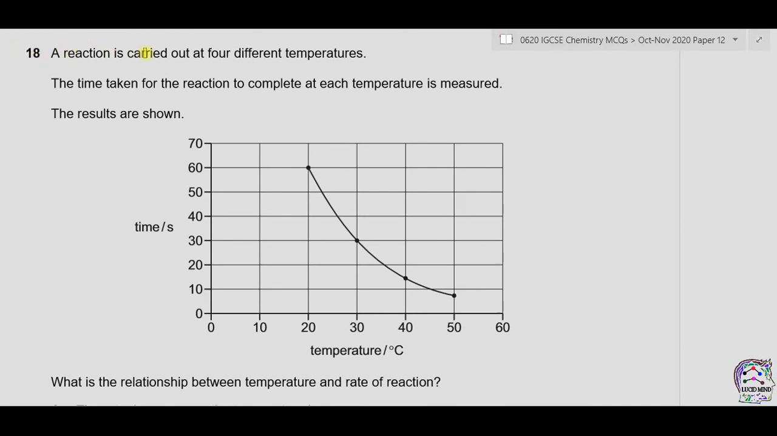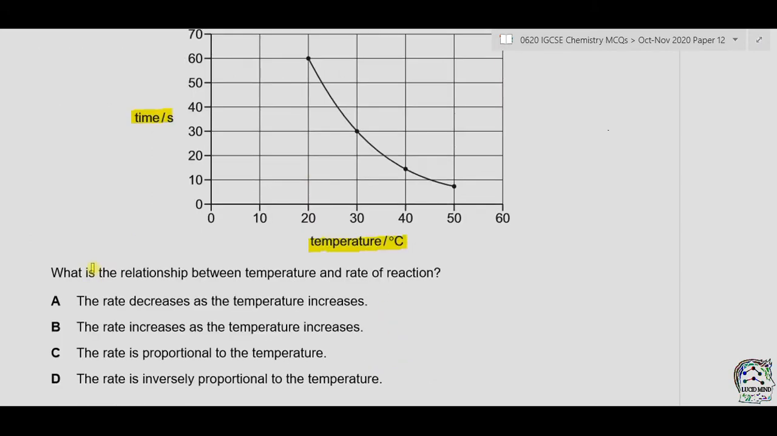Question 18. A reaction is carried out at 4 different temperatures. The time taken for the reaction to complete at each temperature is measured. On the y-axis we have time and on the x-axis we have temperature, and this is the graph. What is the relationship between temperature and the rate of reaction?